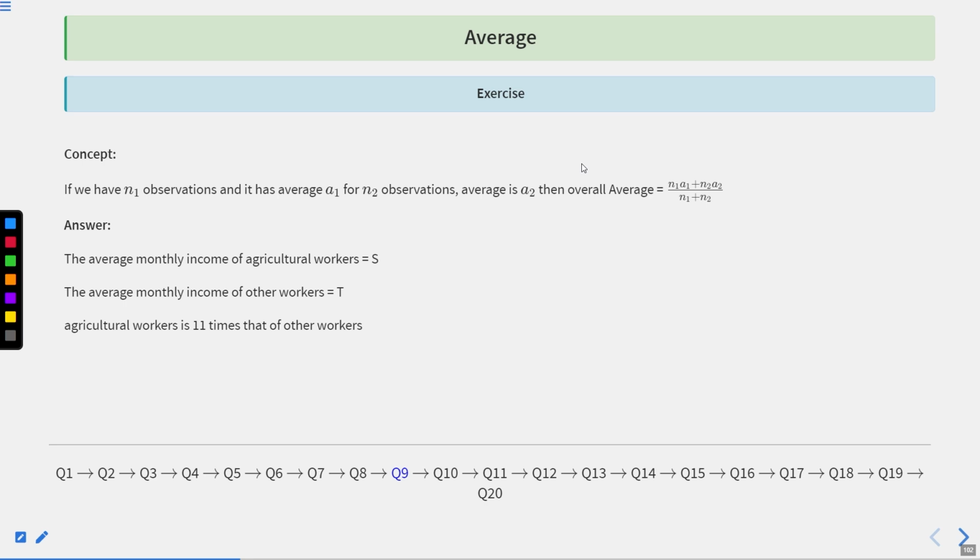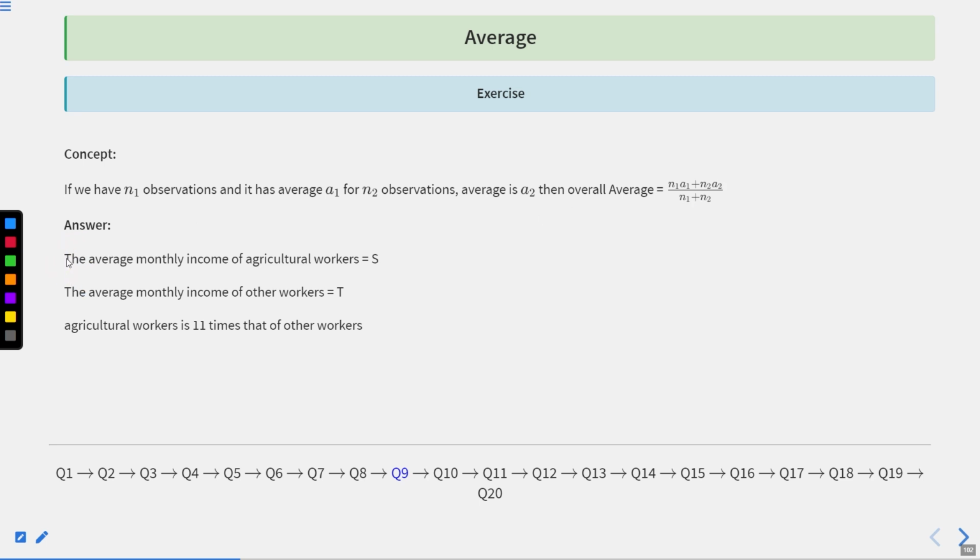The concept that will be useful here is: if we have n1 observations with average a1, and n2 observations with average a2, then the overall average is equal to n1 a1 plus n2 a2 upon n1 plus n2.